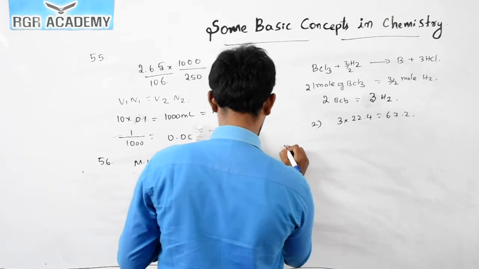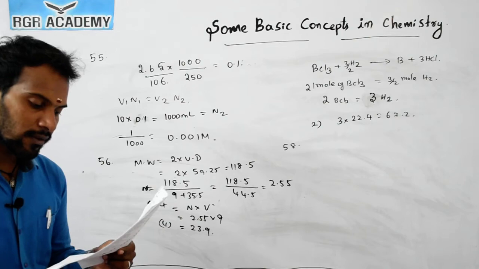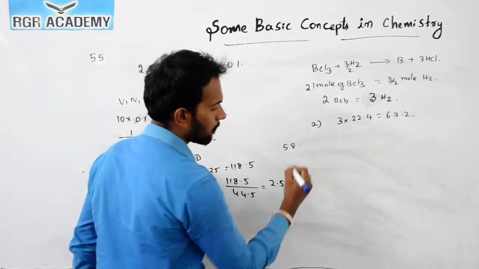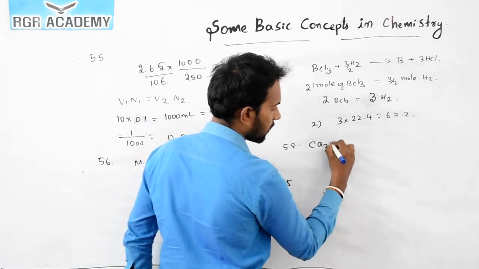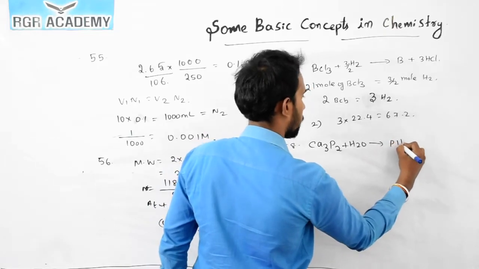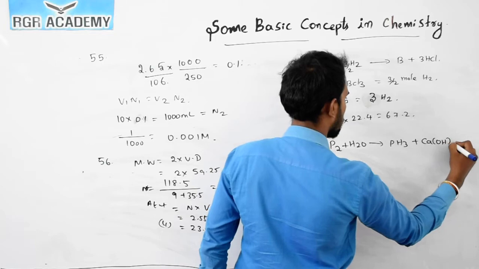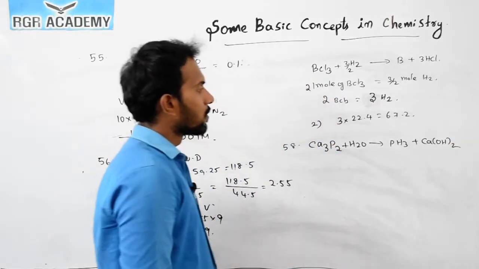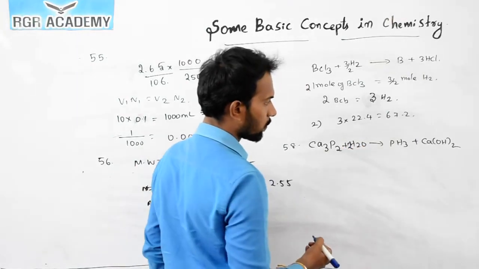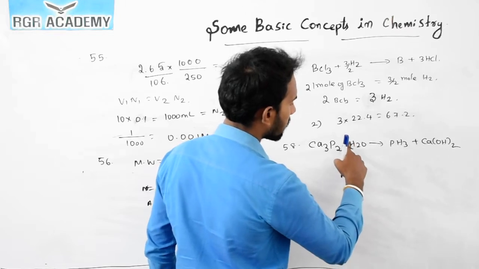Now the question number 58. What is produced by the reaction with 1 mole of calcium phosphide? What's the compound? Ca3P2. When it reacts with H2O, it evolves phosphine plus calcium hydroxide. So how many moles of hydrogens? 2 oxygens, so 2 moles of H2O. Are the hydrogens balanced or not? The hydrogen is not balanced.